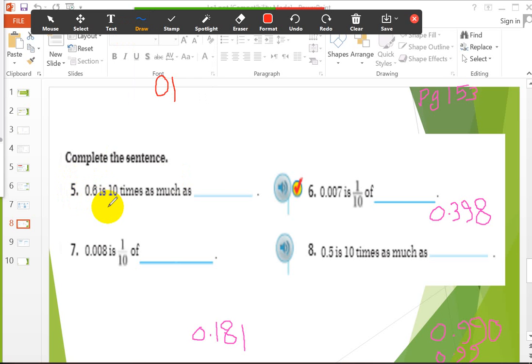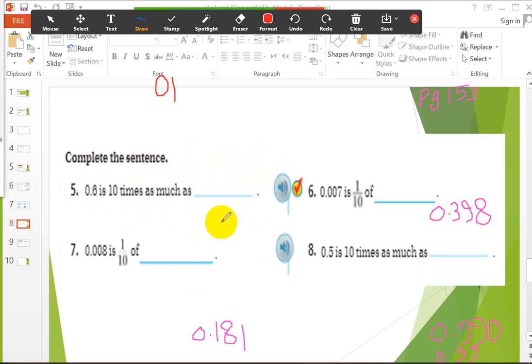0.6. I want you to focus with me, please, and stop typing on the chat. This is very important. Okay? 0.6 is 10 times as much as. We talked about this last lesson and the relation between the digits after the point. So, which number is 0.6 10 times as much as this number? Which number will be here?